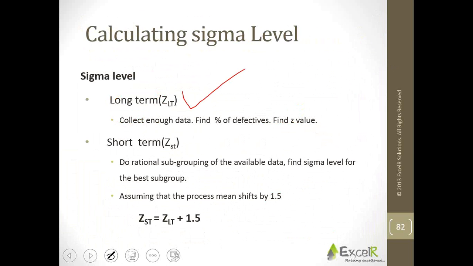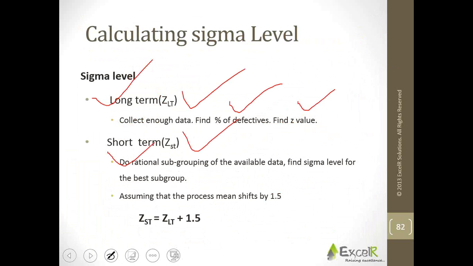We have discussed multiple times what sigma level is. We have discussed sigma long term and sigma short term as well. For sigma long term, we collect enough data, find the percentage defectives, and then find the Z value. So Z long term is if I want to find my sigma level for the next 1 year or 2 years or 3 years or 5 years or 10 years, for a long duration, then it is called long term. If I'm calculating only for 1 day, 2 days, 5 days, 1 month, and so forth, it is called sigma short term.